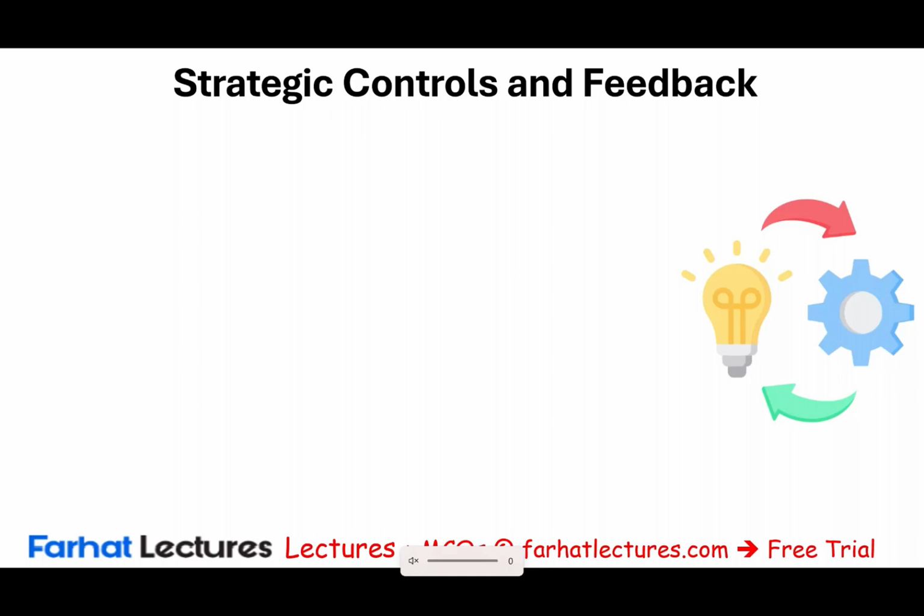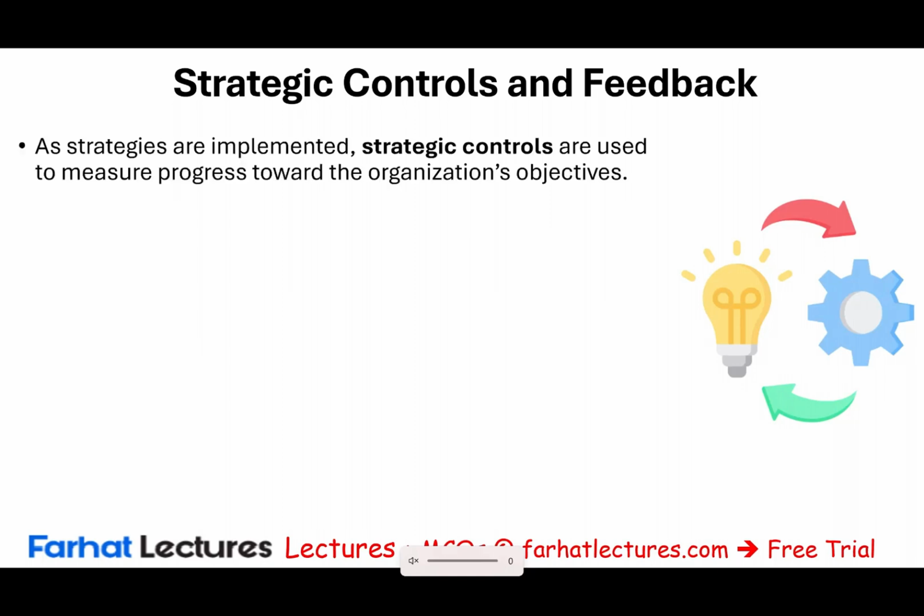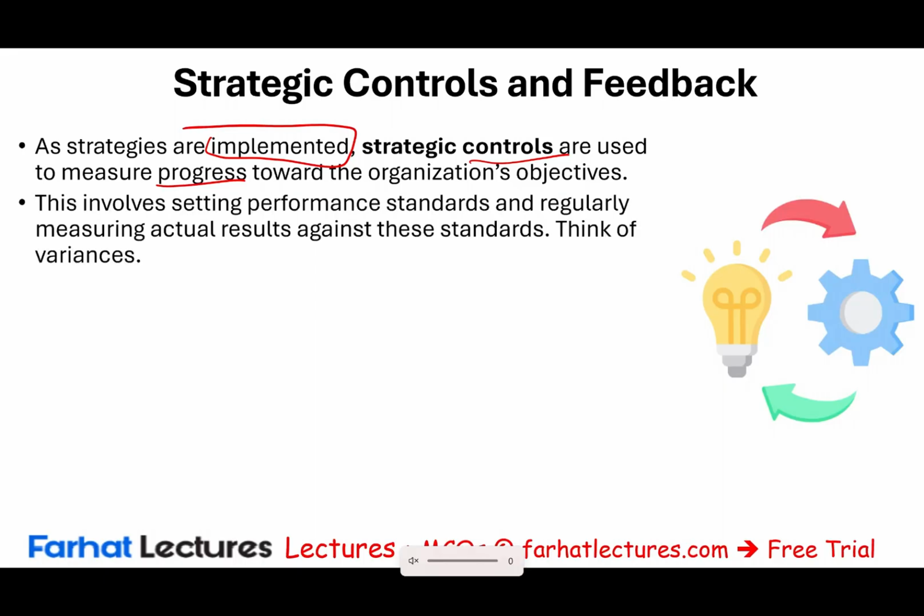Strategic controls and feedback. At the end, you always have to circle back, make sure everything is working as it's supposed to. As strategies are implemented, now we implemented them. The last thing is we use control, basically collect feedback, to measure progress toward the organization objective. Are these mid-level, senior level managers, employees achieving their objective? This involves setting performance standards and on a regular basis measuring actual results.